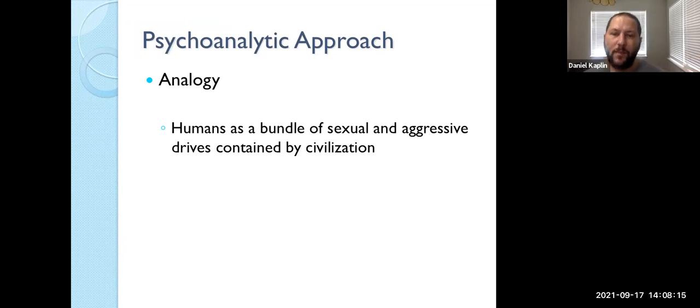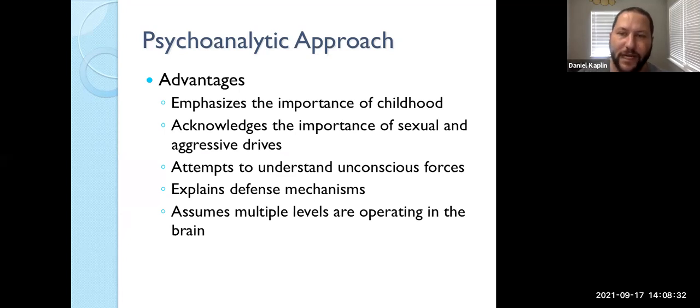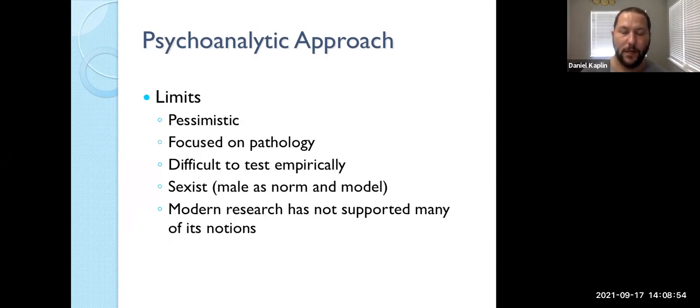So if we were to come up with an analogy that would reflect the psychoanalytic approach, it would say human beings are analogous to a bundle of sexual and aggressive drives that are contained by civilization. Now, what are some of the advantages of Freudian psychoanalysis? He put an emphasis on childhood and how childhood experiences affect personality and adult-like behavior. He acknowledges the importance of sexual and aggressive drives. He tries to understand the unconscious forces. He explains defense mechanisms, and he acknowledges multiple levels operating in the brain.